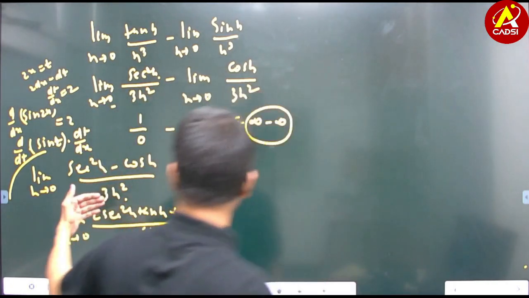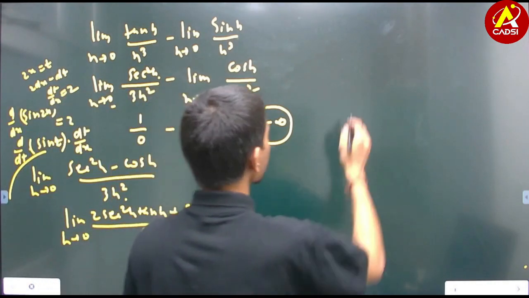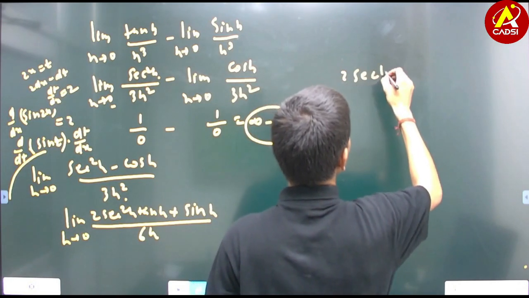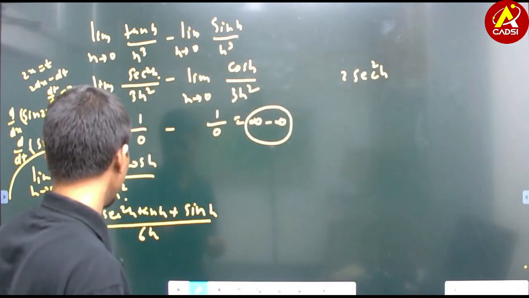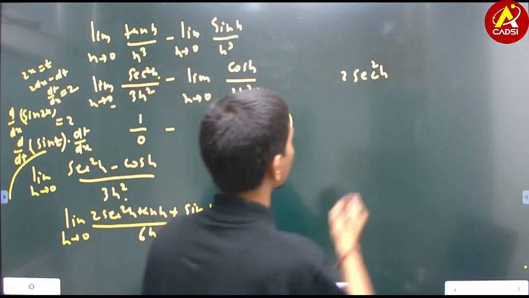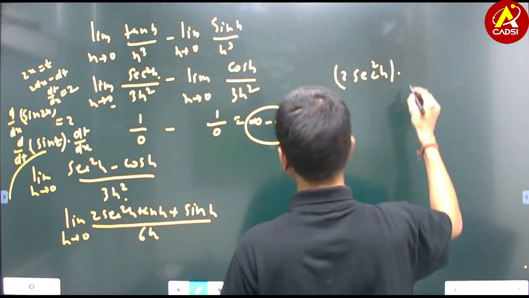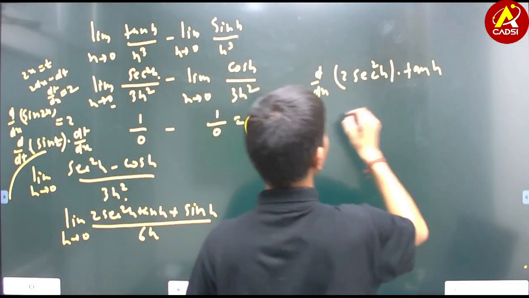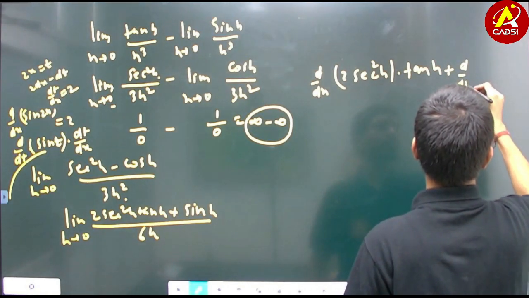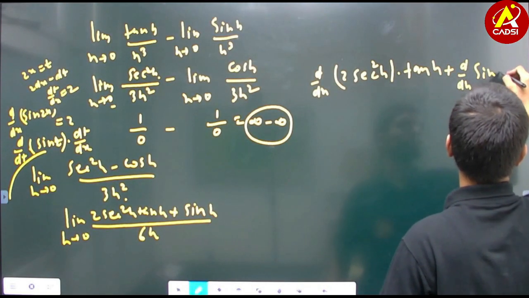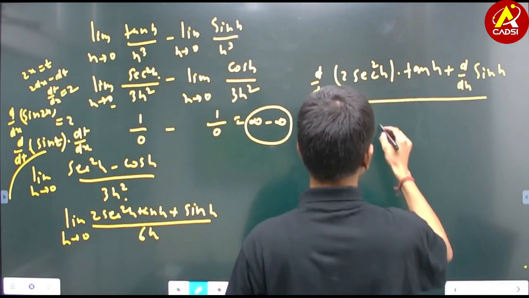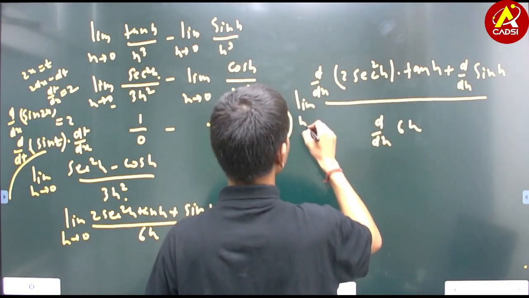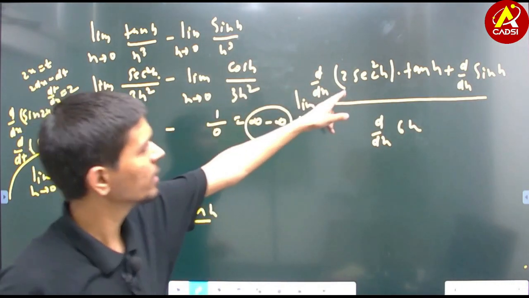So then again we use the L'Hospital rule. The derivative of 2 sec square h tan h, plus the derivative of sin h, upon the derivative of 6h, as h tends to 0. Then how can we solve this?